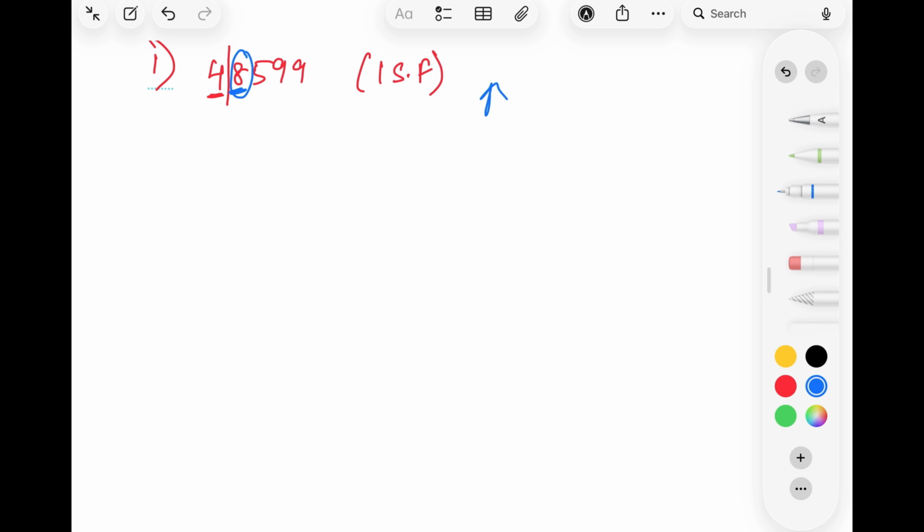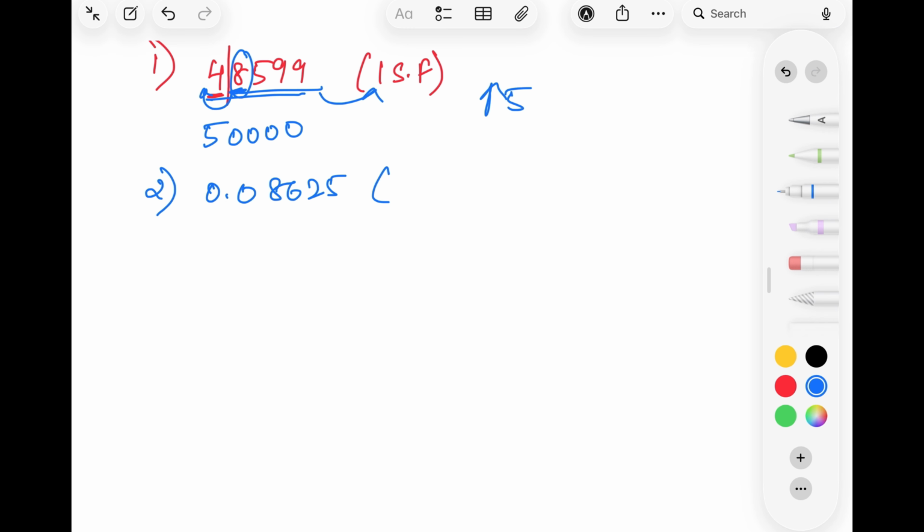What is the second number? 8. It is more than 5. So what are we supposed to do? We will add 1 to the previous number. So 4 becomes 5. And what about the remaining numbers? As I told, all the numbers will become 0. So when you round this off to one significant figure, you get 50,000.